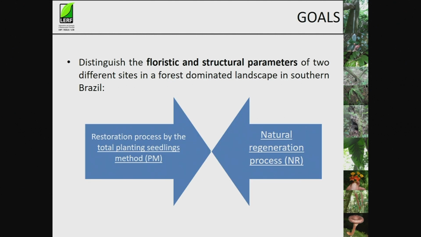As well, our study's goal was to distinguish the floristic and structural parameters of two different sites in a forest-dominated landscape in southern Brazil. One was undergoing a restoration process by the total planting of seedlings method, and another one was undergoing a natural regeneration process.